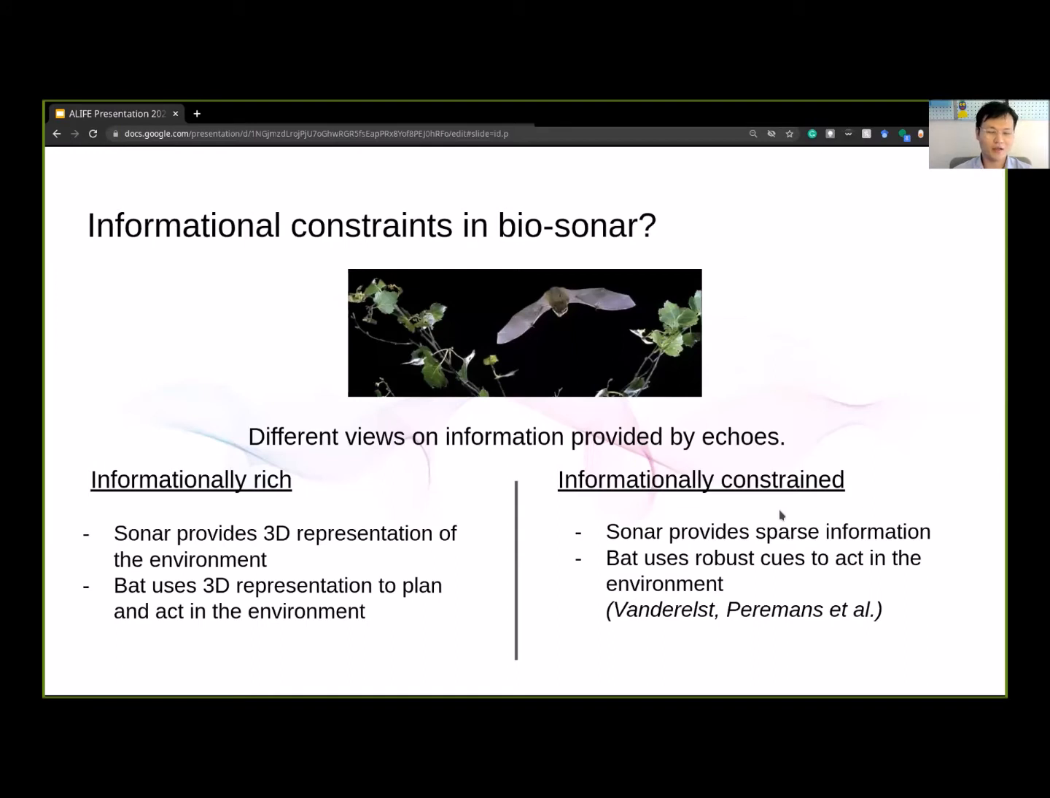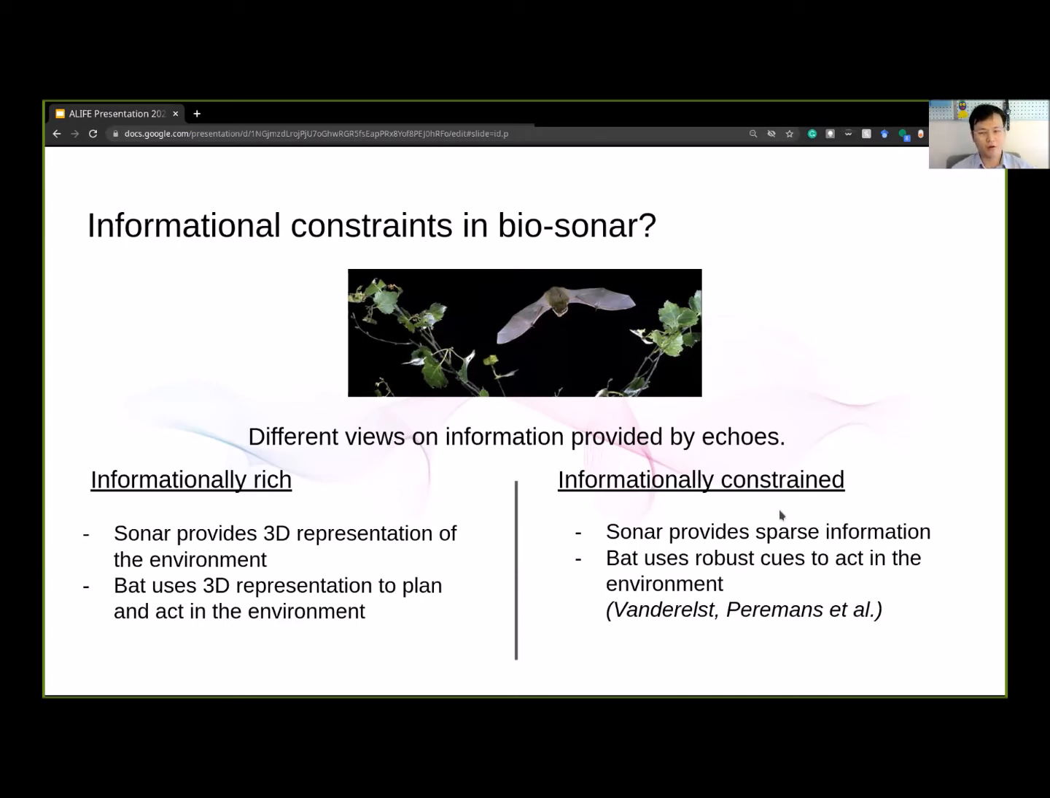Therefore, we can assume that there's enough information inside the echo for bats to do a lot of complicated things. But there are a few different views on the information provided by the echoes. So the first school of thought is that the biosonar echoes actually provide the bat with a 3D representation of the environment. Then the bat can use that 3D representation to plan its action and to go around the world.